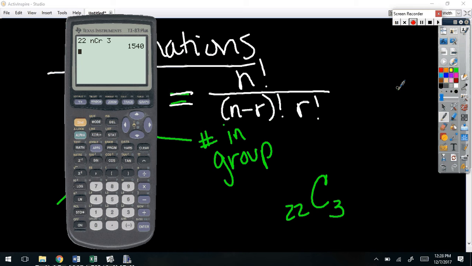That is a lot, right? You know how you go to Sonic and they've got that sign that advertises so many different drinks that you can have? It's a combination. That's a combination problem. That's pretty cool, right? So you'd use an nCr.